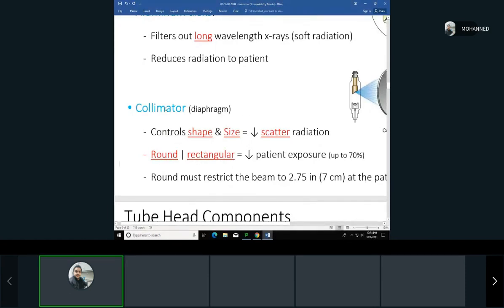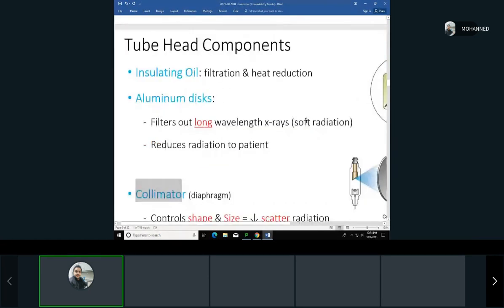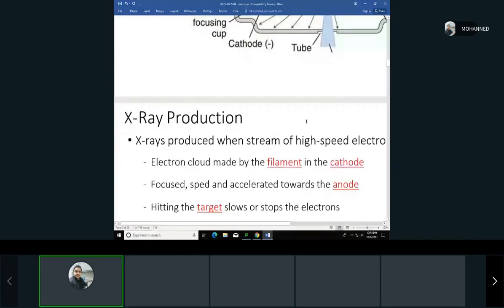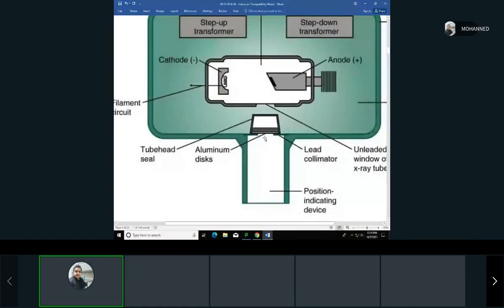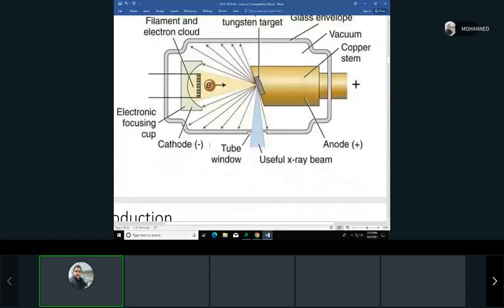So the collimator, again, which we saw already on the device there, all the way up, if we go back, this is the collimator, right? So the collimator is that last window that the x-ray will go through. So it goes through here, it goes through the aluminum discs, and then it goes through that small opening that will let it go through and then go to the PID. The collimator is responsible for the shape and size of the x-ray beam.